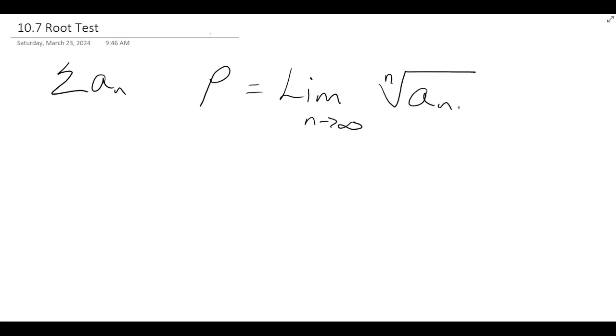Let's suppose we have a series a to the n, and we're going to assign a limit to that series, and we're going to call that limit rho. We're going to let rho equal the limit as n goes to infinity of the nth root of a sub n. Now, you might be asking, well, why are we taking the nth root?